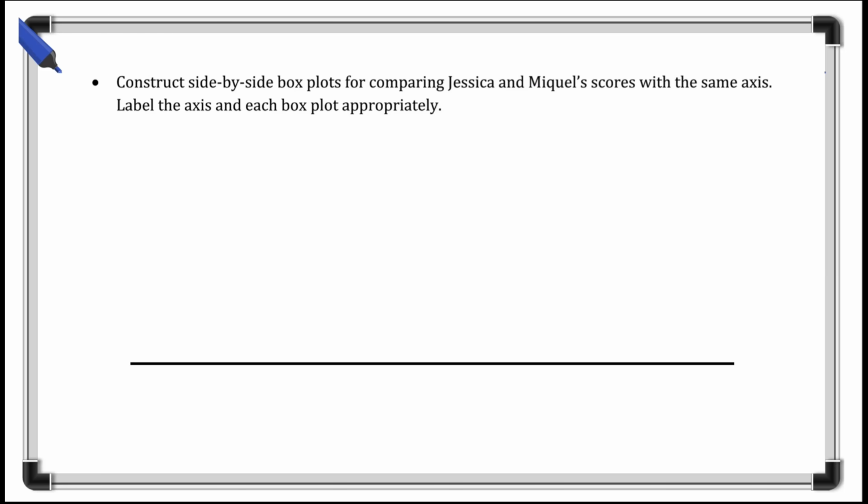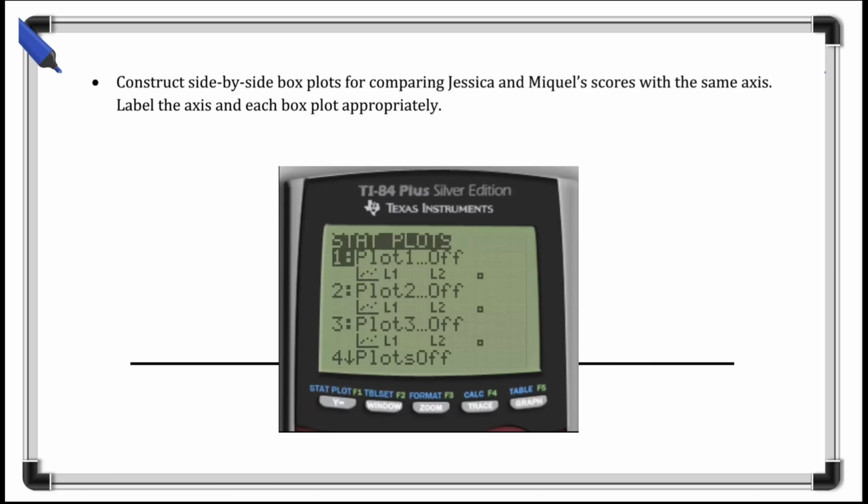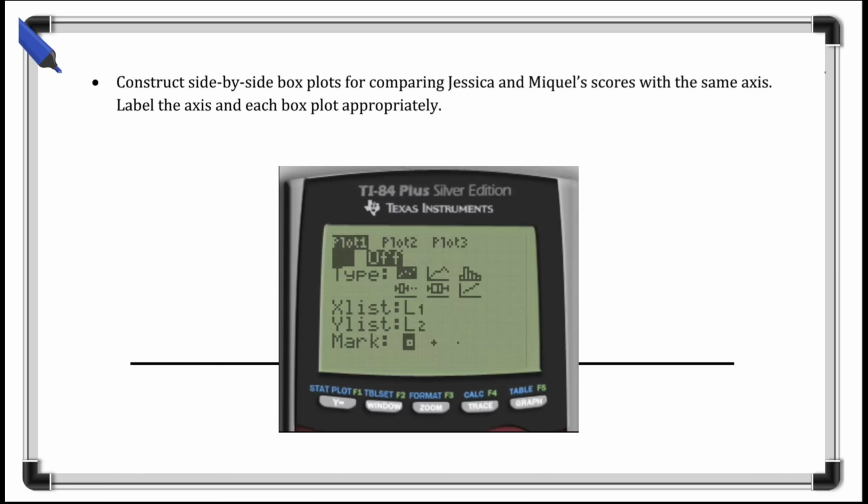Now what we're going to do is construct the side-by-side box plots so that way we can compare Jessica and Miguel's scores on the same axis. So we want to go back to our calculator and we want to go ahead and graph those box plots together. Now we want to make sure our stat plot is turned on. So you're going to click on second y equals, and then our plot number 1, we want to click enter so we can turn on our plot 1.